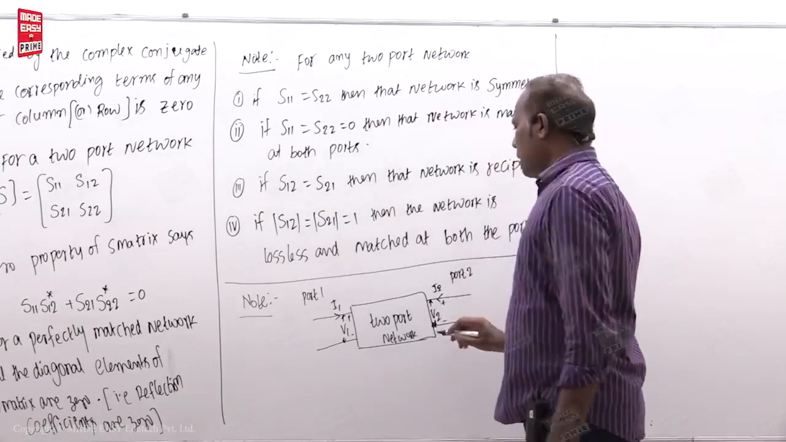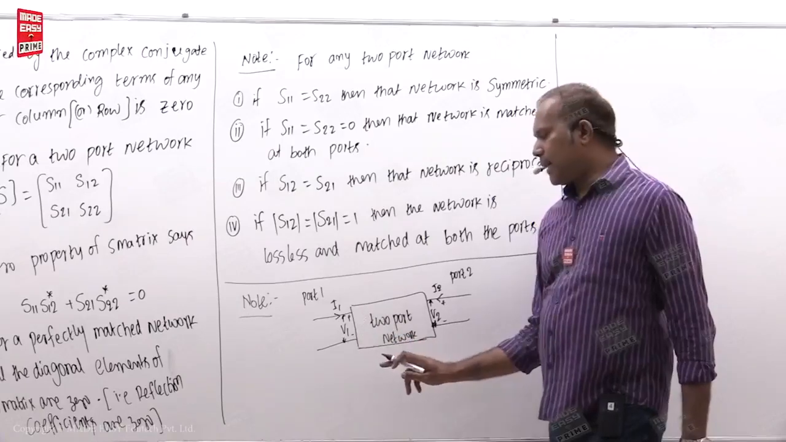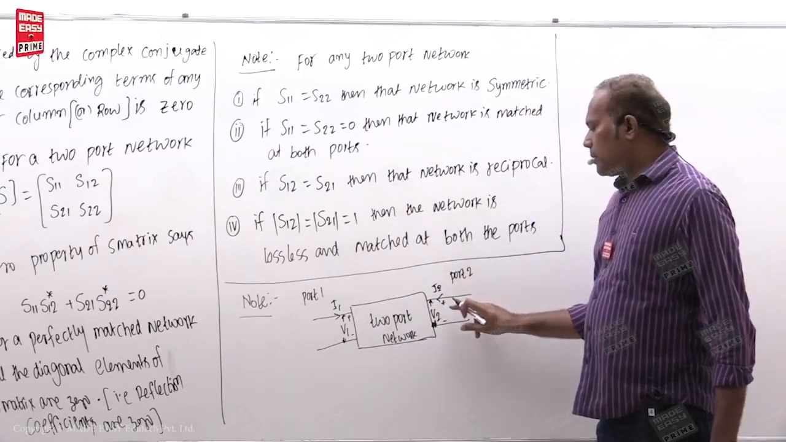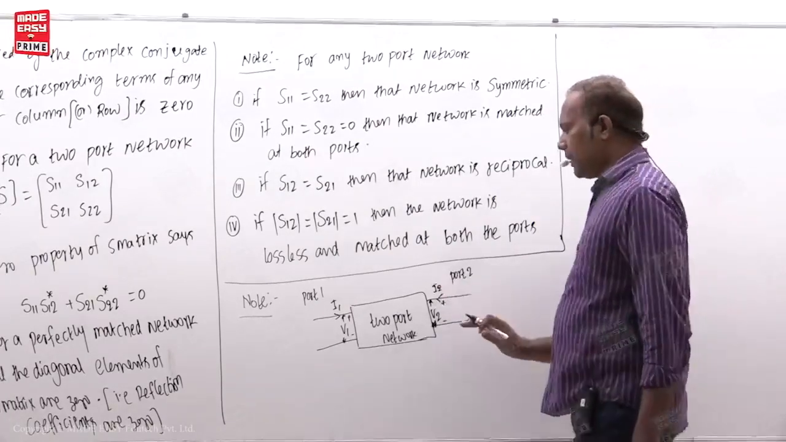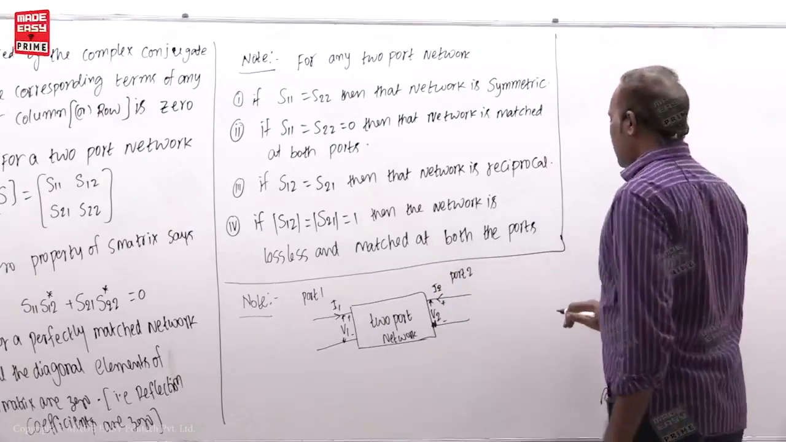Okay, you know V1 by I1 is the input impedance at port 1, that is called Z1. V2 by I2 is called the input impedance at port 2, that is called Z2. That thing you know. Okay, let it be like that. I have just represented V1 and I1 here, right?